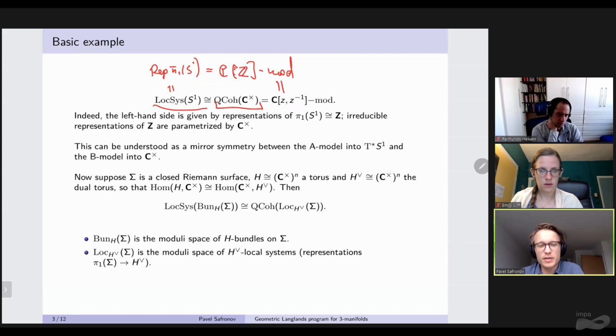One way to think about this equivalence is that the left-hand side is actually the A-model, or the category of boundary conditions in the A-model into the cotangent bundle of S1. So if you think about the wrapped Fukaya category of the cotangent bundle of S1, that's the same as the category of local systems on S1. And the right-hand side is the category of boundary conditions in the B-model into C star. So you can think about this equivalence as a basic example of mirror symmetry between the cotangent bundle of S1 and C star.